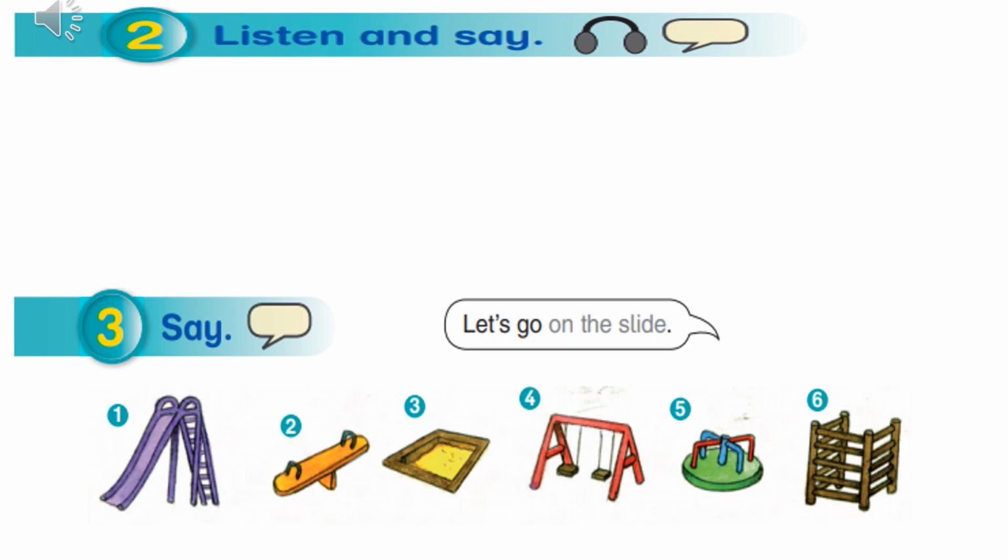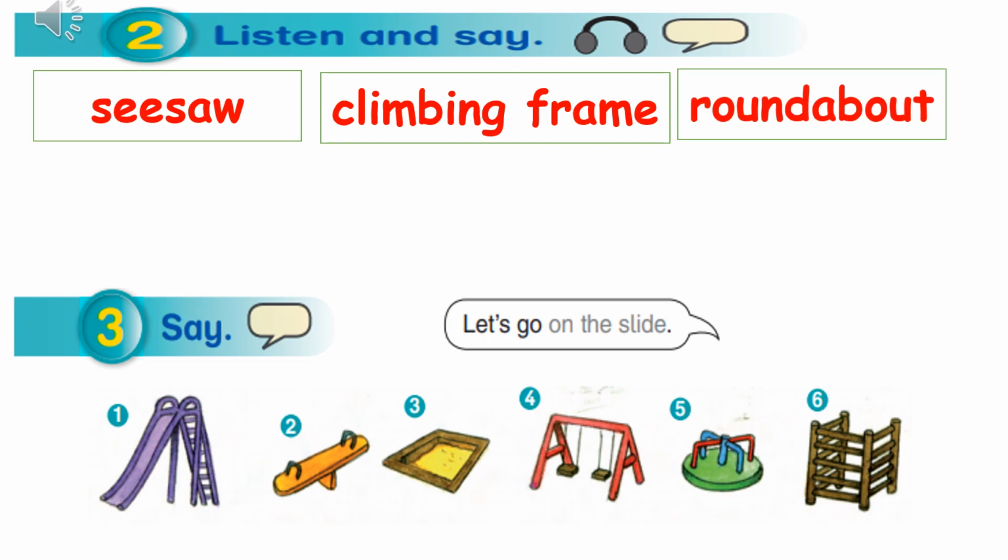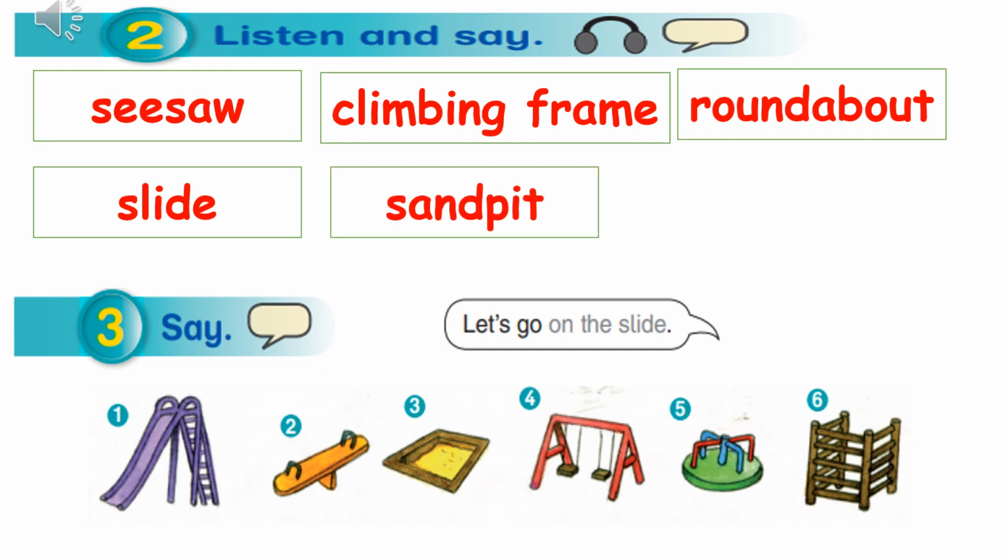Track 18, Unit 11, Period 3, Activity 2. Listen and say. Seesaw. Climbing frame. Roundabout. Slide. Sand pit. Swings.